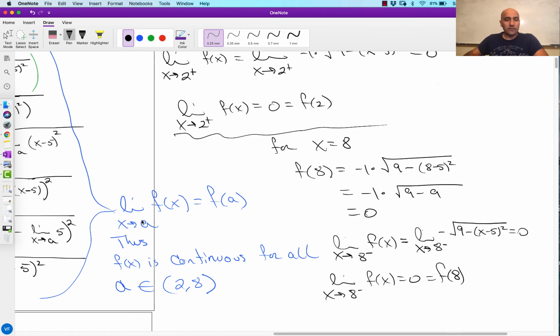So together, this statement and this statement and this statement bring it all together to show that the function is continuous on the interval from 2 to 8, inclusive of the endpoints.